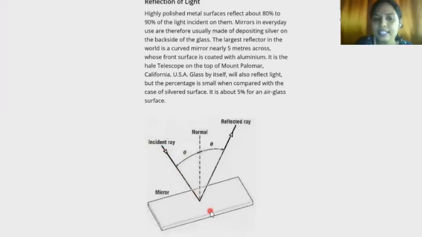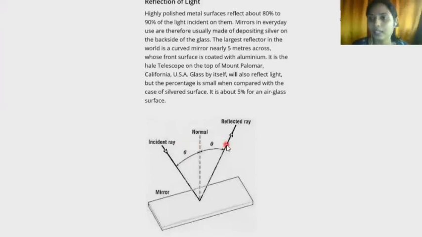Okay, so if the incident ray is incident on the surface by making an angle with the normal, the reflected ray also gets reflected by making an angle with the normal. So the angle the incident ray makes with the normal and the angle the reflected ray makes with the normal, the angles should be equal. That is the rule of reflection. Only if the angle of incidence is equal to the angle of reflection is the phenomenon called reflection. Okay, so this is about reflection.